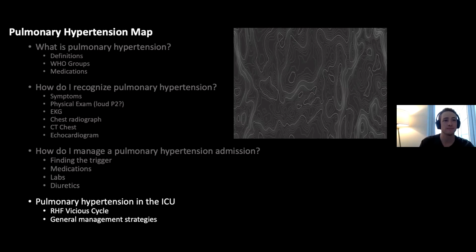All right. So we talked about pulmonary hypertension, what it is. We talked about ways we can recognize it, how we can take care of a patient during an admission. And next, I want to spend a little time talking about why patients with pulmonary hypertension are so tenuous. And I want to introduce the mental model of the right heart failure vicious cycle, or more pessimistically named, the RV death spiral.